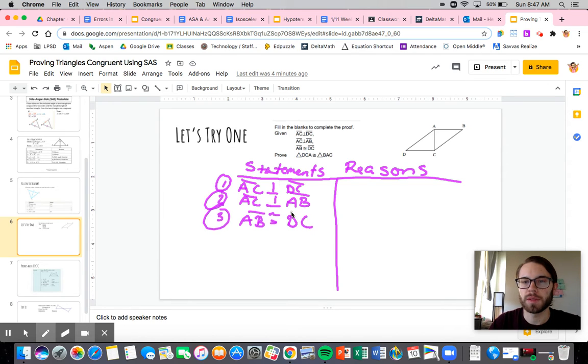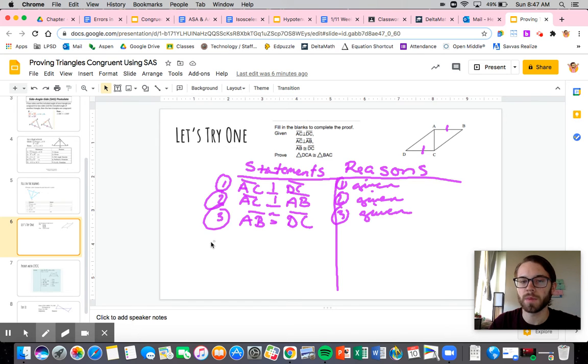All right. So I'm going to mark down everything that we know. These are all. This is given. Given. And a given. All right. So we know this. What do we know? So we know that side AB is congruent to side DC. And we know that these two are perpendicular, right?